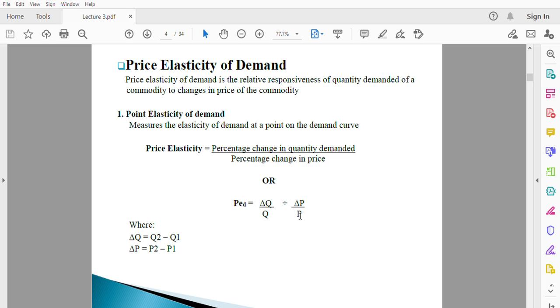And the change in the quantity demanded is Q2, which is the current quantity, minus the previous quantity, Q1. And a change in price, we have P2 minus P1. That's the current price minus the previous price. Right, let's move on.